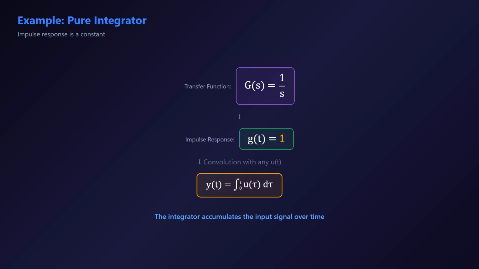For a pure integrator, G(s) equals 1 over s. The impulse response is g(t) equals 1, a constant. Convolving a constant with any input gives the running integral of that input. This confirms that the integrator accumulates the input signal over time.